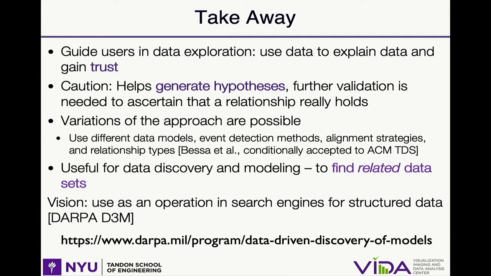We've actually been working on variations of this approach using different data models and different kinds of event detection, looking at whether you can explain outliers. This problem becomes very hard because when you have outliers, you have very few of them. How do you show that that's statistically significant? This is work that my student Aline Bessa has done, and hopefully it's going to appear at ACM TDS soon.